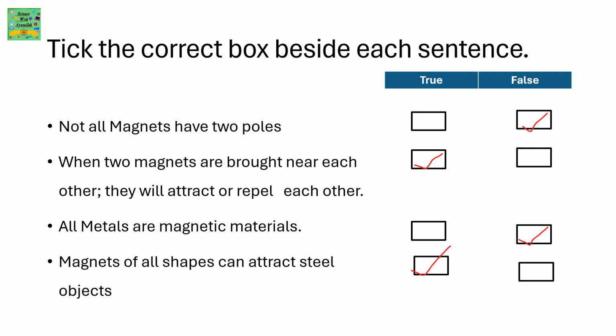Tick the correct box beside each sentence. Not all magnets have two poles. False. When two magnets are brought near each other, they will attract or repel each other. True. All metals are magnetic materials. False. Magnets of all shapes can attract steel objects. True.